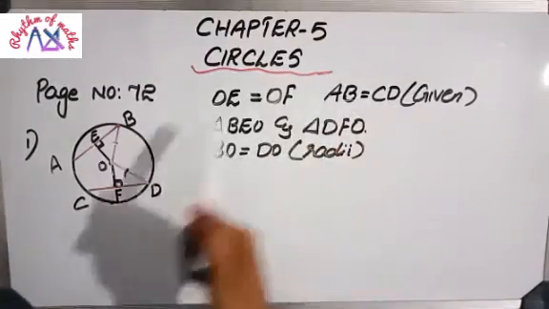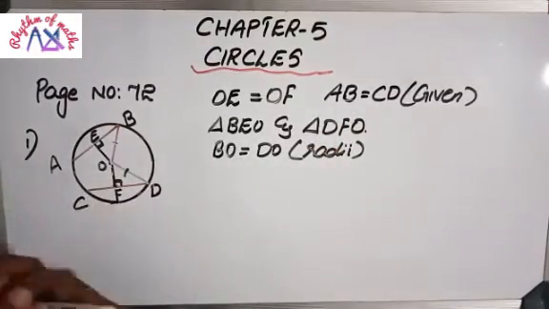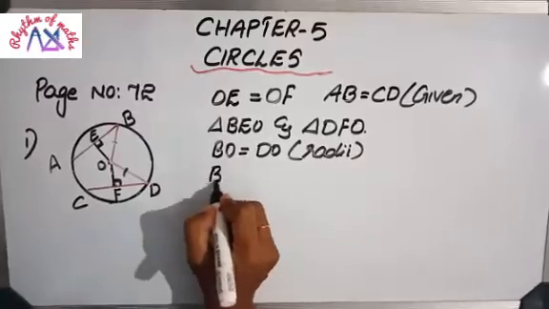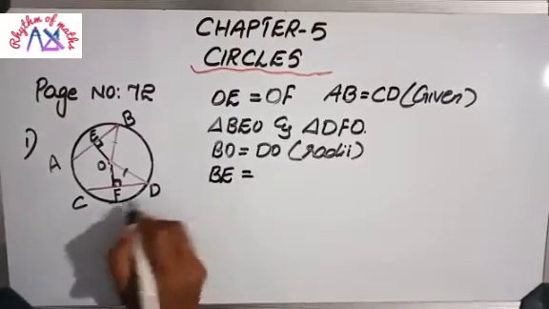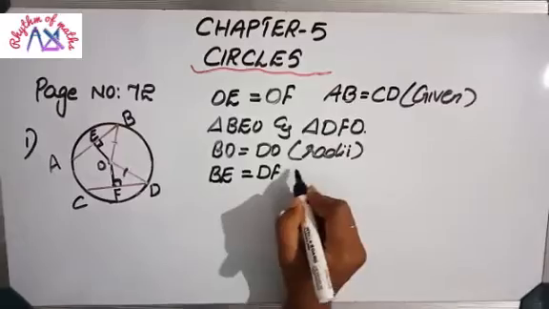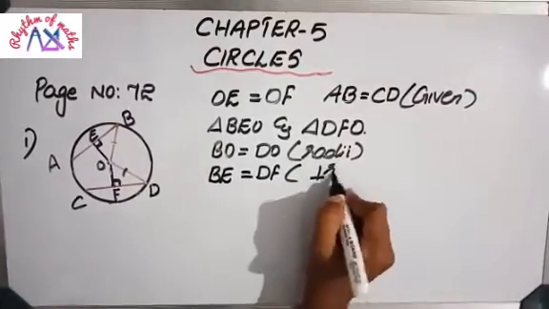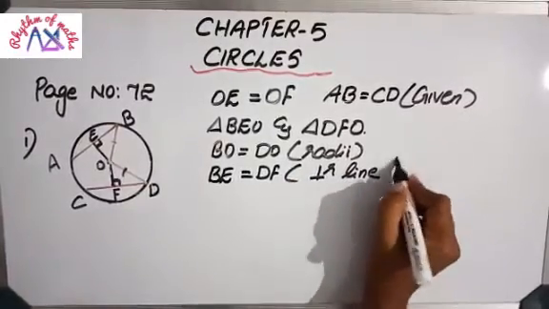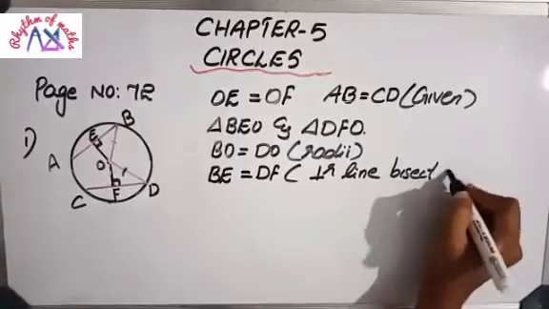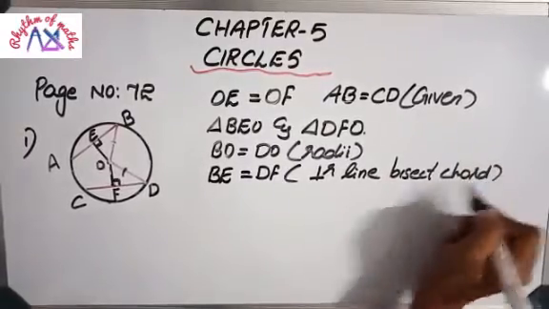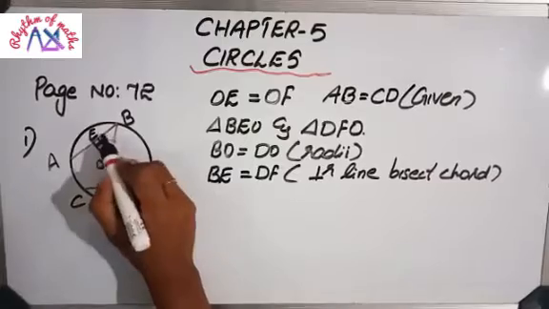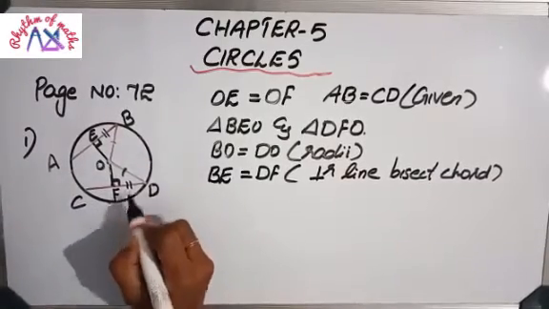So its half portion also will be equal. So the second side is BE equal to DF. That is, a perpendicular line bisects the chord. Perpendicular line bisects chord. That's why these two sides are equal. So the second side also we got equal.